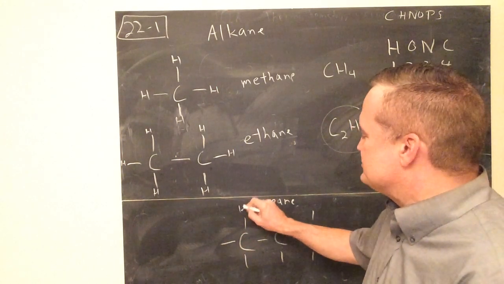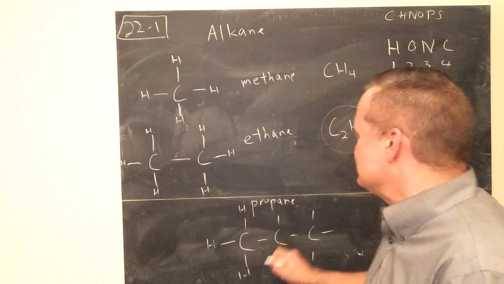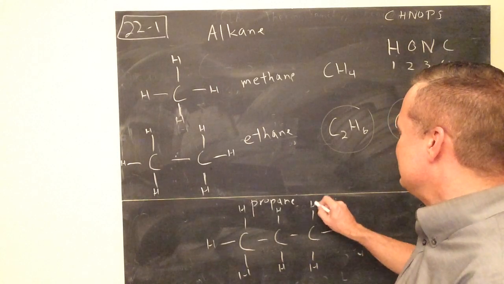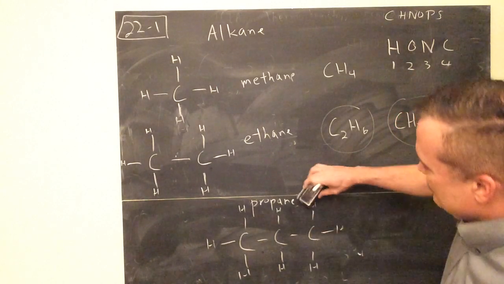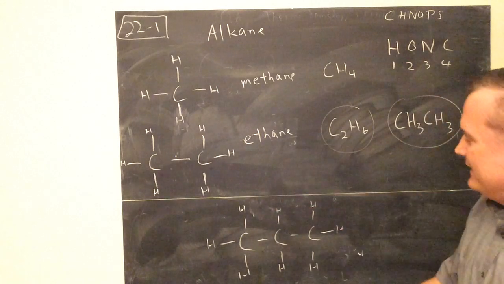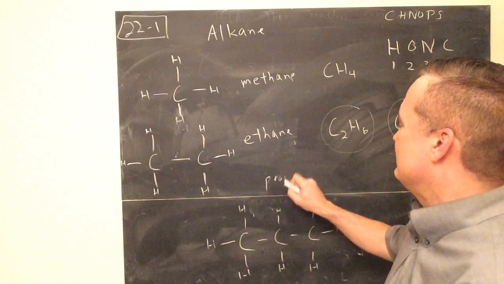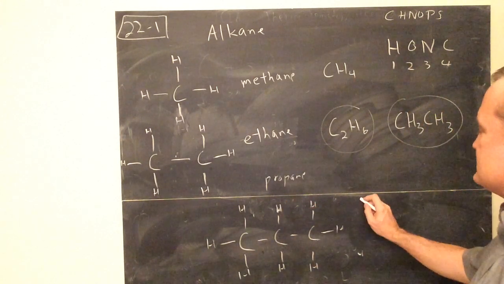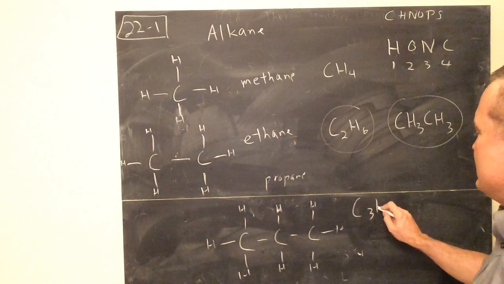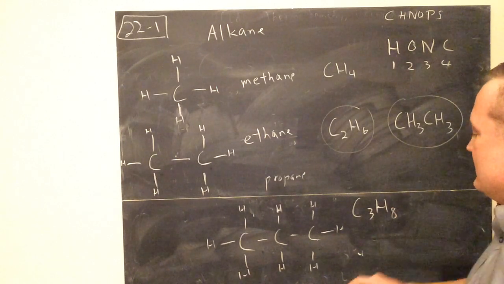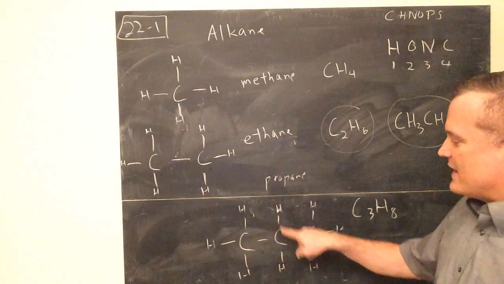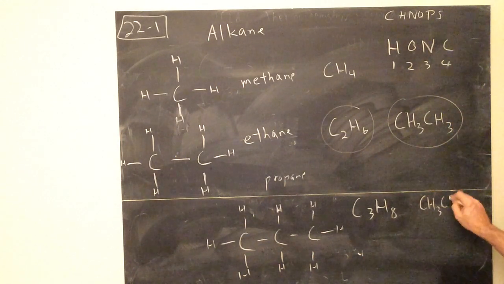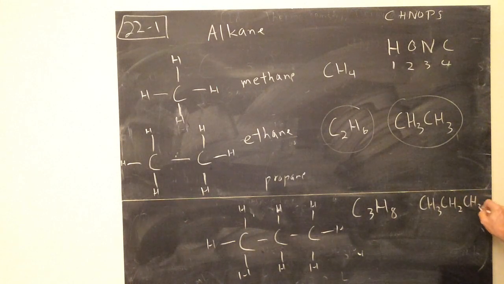So it's going to be H, H, H, H, H, H, H, H. Let me take away the name from it: propane. So there it is. Now the overall formula is C3H8. Now notice 1, 2, 3, 4, 5, 6, and in the middle we have 2. Or you can also write CH3, CH2, CH3.